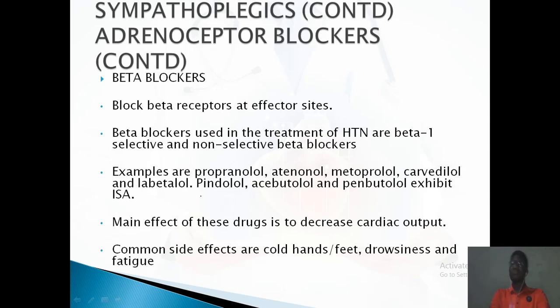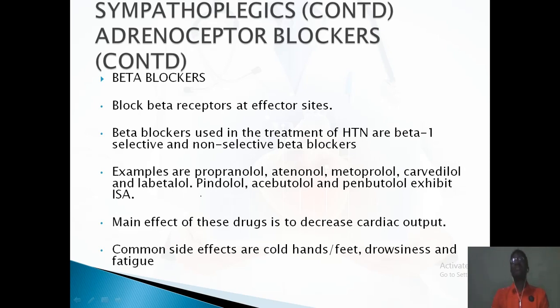They can be beta 1 selective blockers. They can be non-selective beta blockers. These beta blockers will be talked about more under ANS pharmacology. But for now, let's see what we have here. The beta blockers block beta receptors at effector sites. Generally, all beta blockers block beta receptors at effector sites. The ones used in treatment of hypertension are beta 1 selective blockers and non-selective beta blockers.